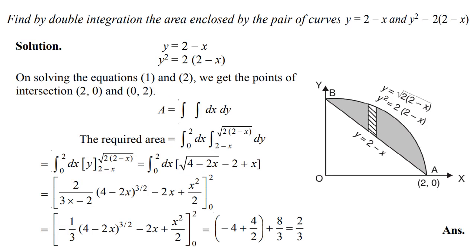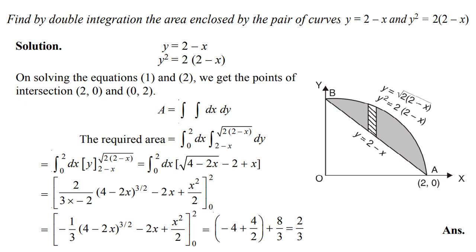So in this next question, we are going to find the area enclosed by the pair of curves y is equal to 2 minus x and y square is equal to 2 into 2 minus x by using the concept of double integration. So here they have given two equations, y equal to 2 minus x and y square is equal to 2 into 2 minus x. So by solving these two equations, we are getting the 2 points of intersection, 0, 2 and 2, 0.